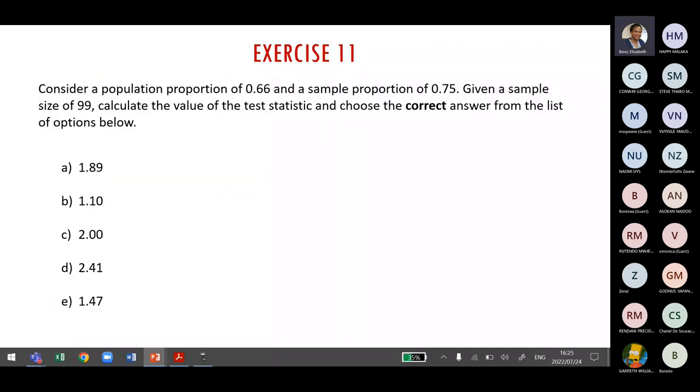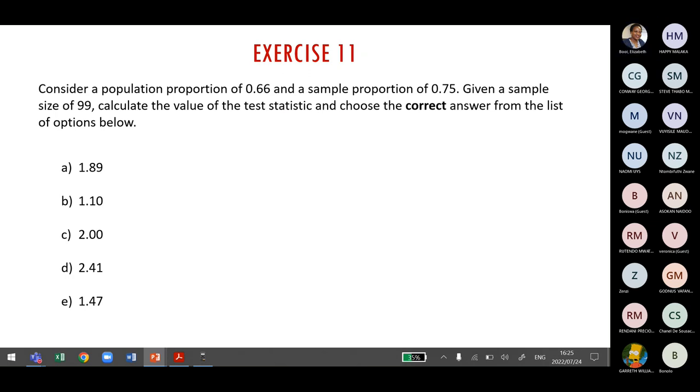Let's see. Oh, second last question, and we are at 5 minutes. Consider a population proportion of 0.66 and a sample proportion of 0.75. Given a sample size of 99, calculate the value of the test statistic and choose the correct answer.